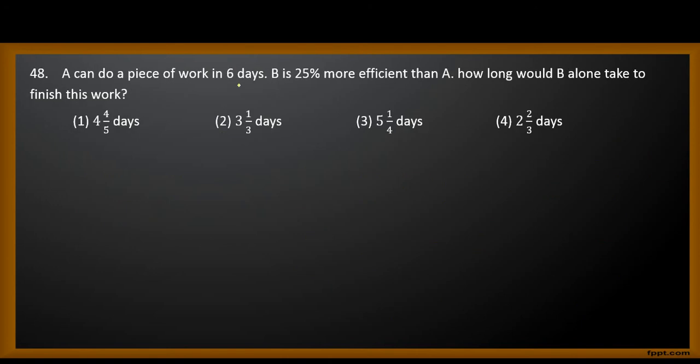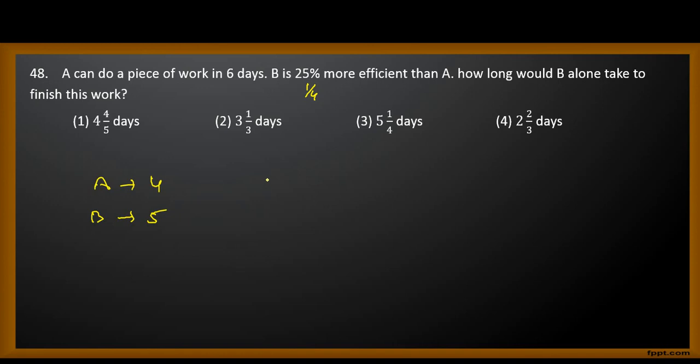A can do a piece of work in 6 days. B is 25% more efficient than A. How long would B take to finish the work? Now here, 25% more efficient. It means 25% if you write in fractions, you will get 1 by 4. Assume that A does 4 units per day, then automatically B will do 5 units, because 25% of 4 is 1. 1 more than 4 means 5. B will do 5 units per day.